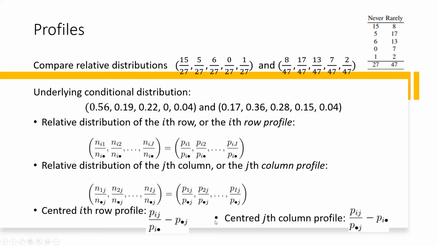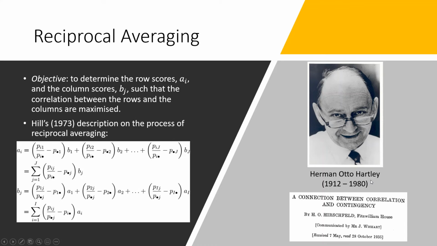A profile can be centered at 0 by subtracting the expected value under independence. Then each category's profile is centered at 0. The ecologist Hill used these centered profiles to determine the row scores and the column scores, such that the correlation between row categories and column categories is maximized using the method of reciprocal averaging.